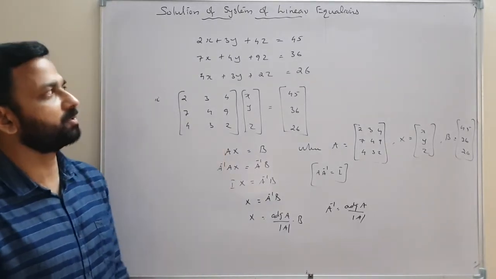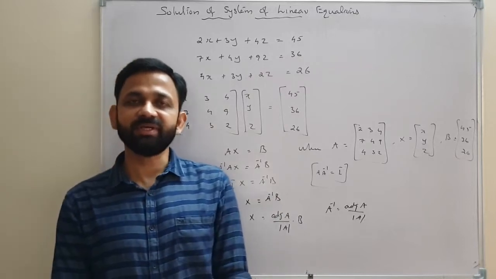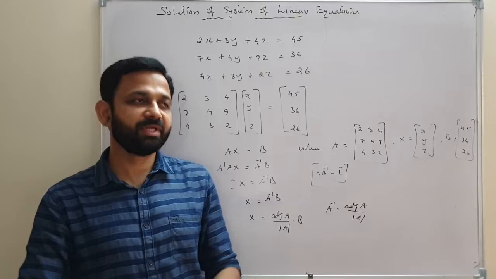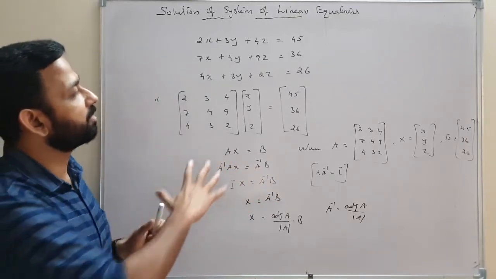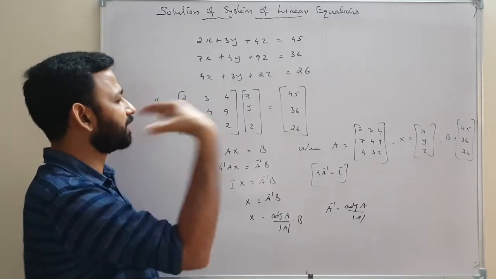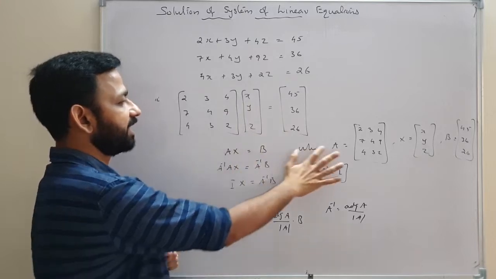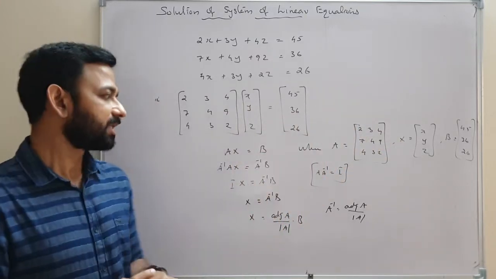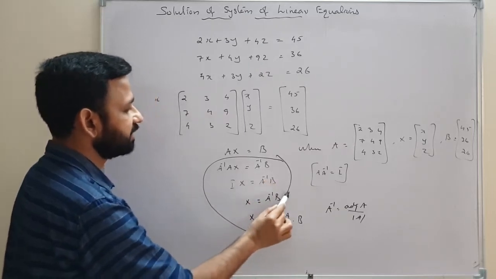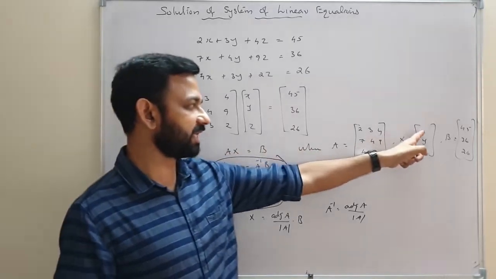When we do this type of question, we will get three equations in three variables, or we may get a word problem in the exam and we need to reduce that word problem into three equations. That is the first step. Then we have to convert it into the matrix equation of the form AX is equal to B. After that, we need to find the values of the variables x, y, z.